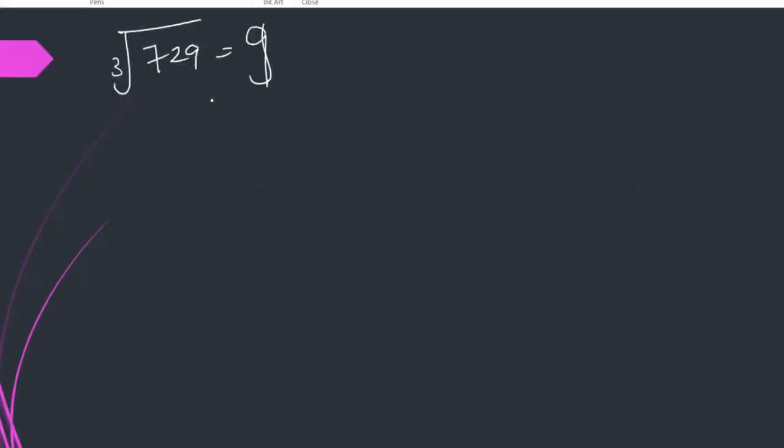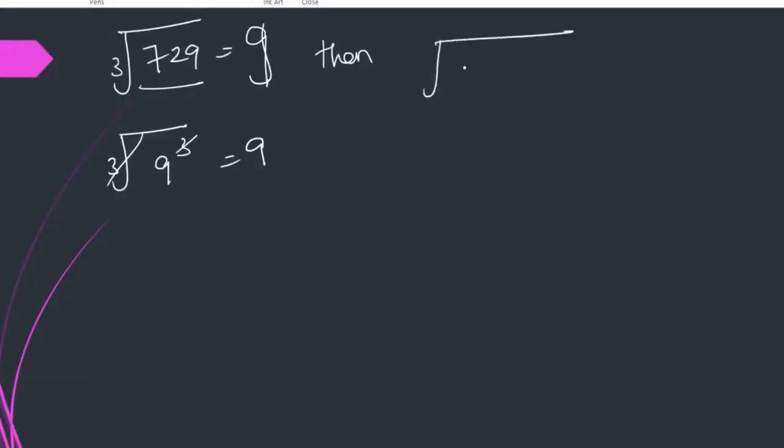Okay, so how did we get the 9? We know this one: 729 is 9 cube. The cube and cube root get cancelled. The answer is 9. Then they are asking what the answer is for this one: 0.000729. The cube root of this number is what we want to find out. Okay, a very easy sum.